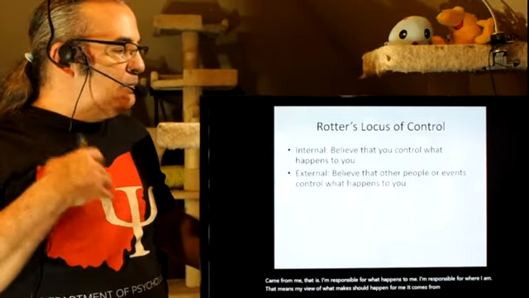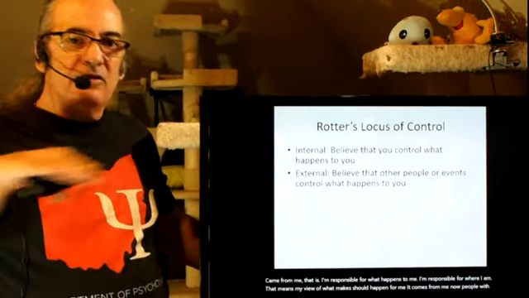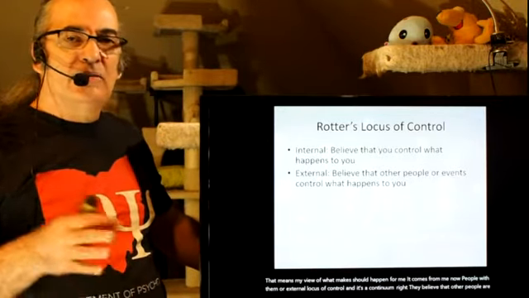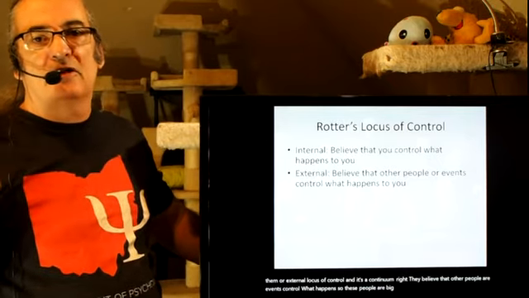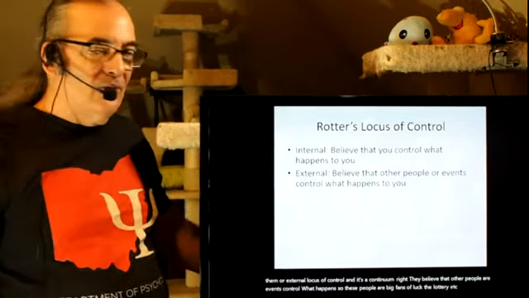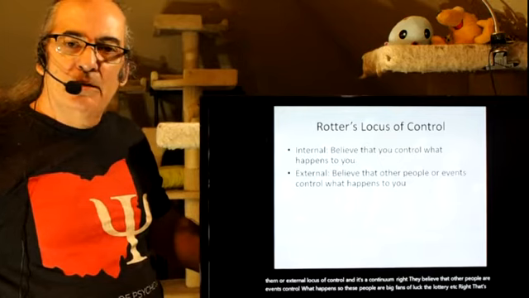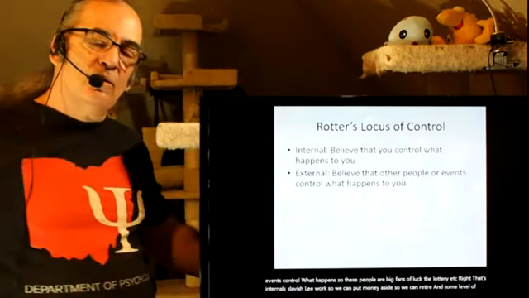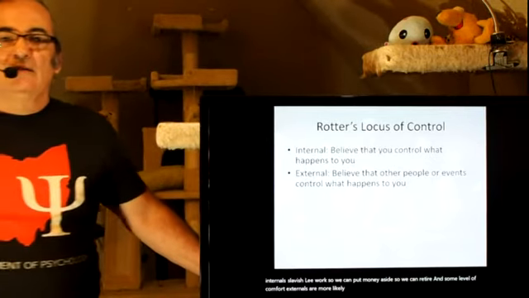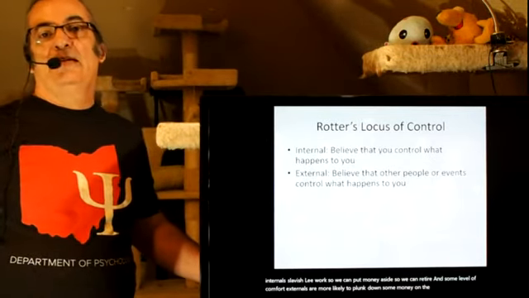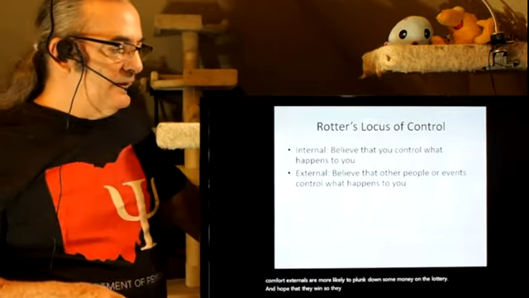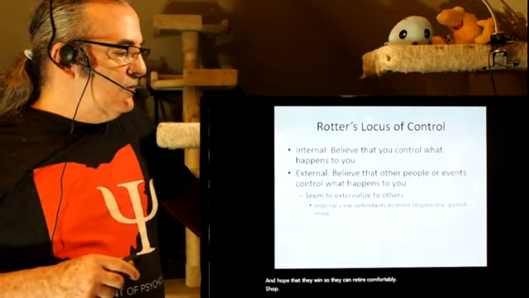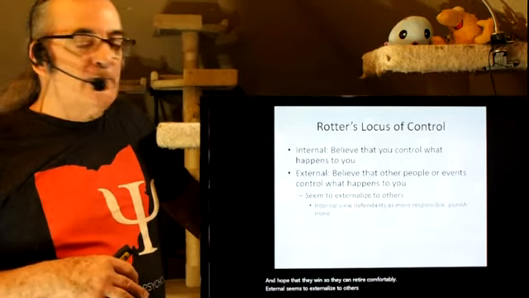Now, people with a more external locus of control, and it's a continuum, right? They believe that other people or events control what happens. So these people are big fans of luck, the lottery, etc., right? Us internals slavishly work so we can put money aside so we can retire in some level of comfort. Externals are more likely to plunk down some money on the lottery and hope that they win so they can retire comfortably, right? So, external seems to externalize to others. Internals view defendants as more responsible and punish more.